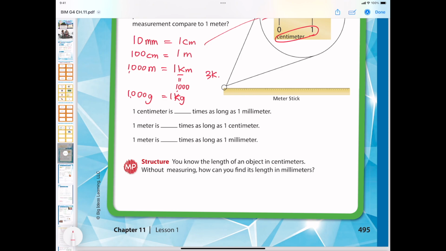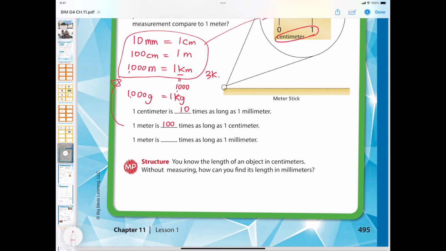You watched the video already, right? So 1 centimeter is about 10 times as long as 1 millimeter. And 1 meter is 100 times as long as 1 centimeter. I'm going over this chart briefly, that I just made.